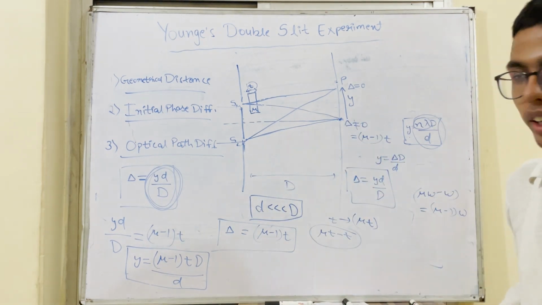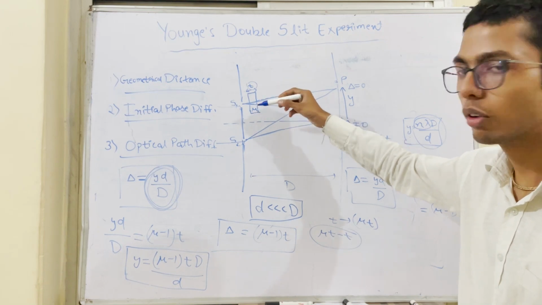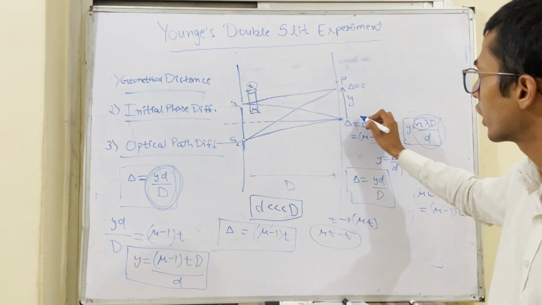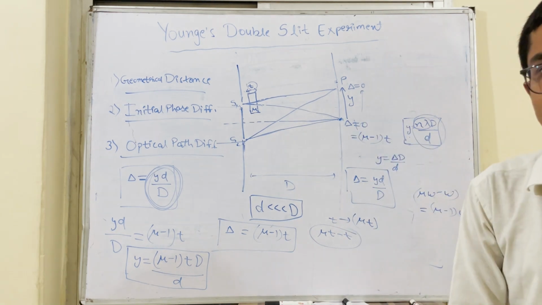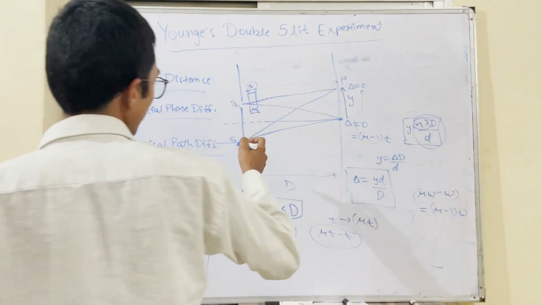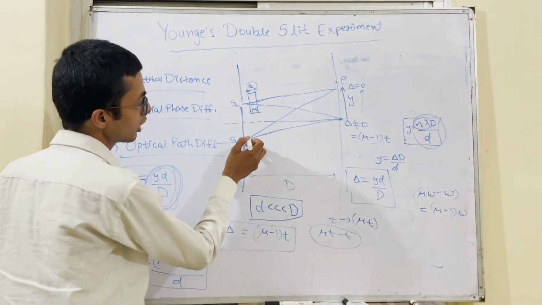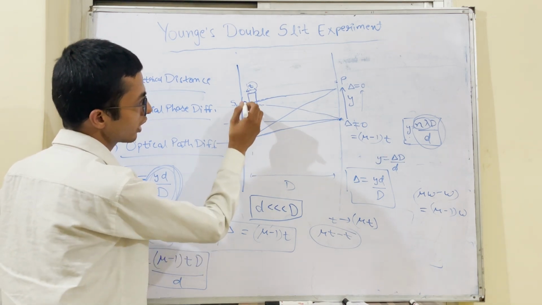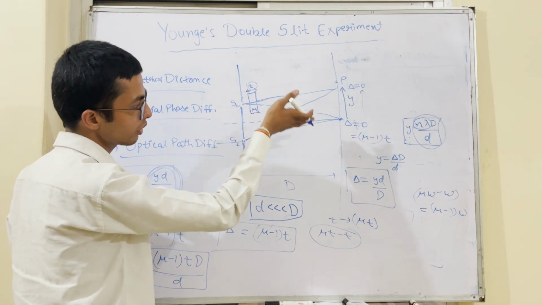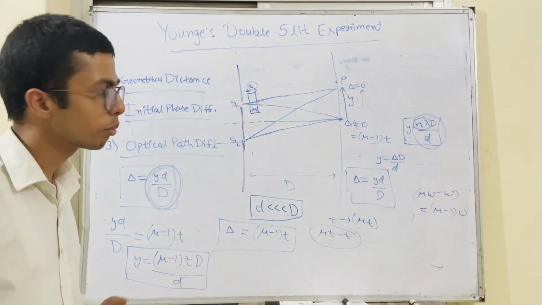So what we are seeing here is that when we introduce this small film of refractive index mu, this central maximum is shifting upwards. Upwards means, if I had introduced this film in front of the other slit rather than this one, then this central maximum would have shifted down. Okay. So they are playing an important role.